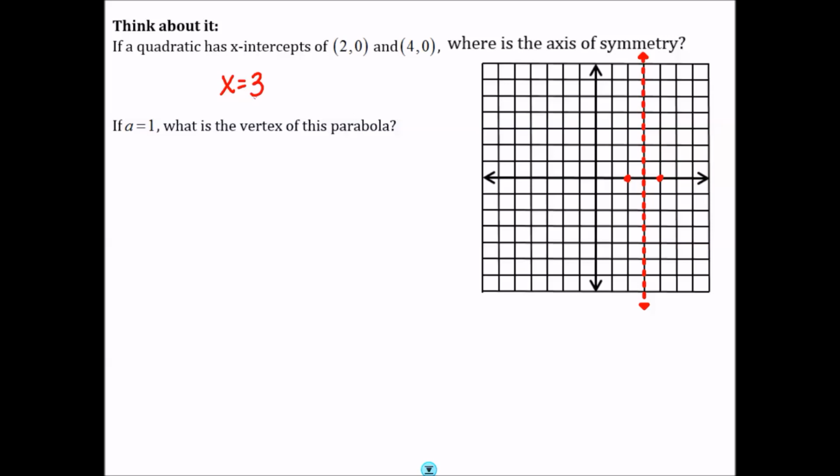So if a is 1, what would the vertex of this parabola be? If a is 1, we know that means from the vertex you go over 1 and up 1 to get your first points, which would mean that our vertex is right there at (3, -1). So we're going to use these ideas to help us graph quadratics in intercept form.